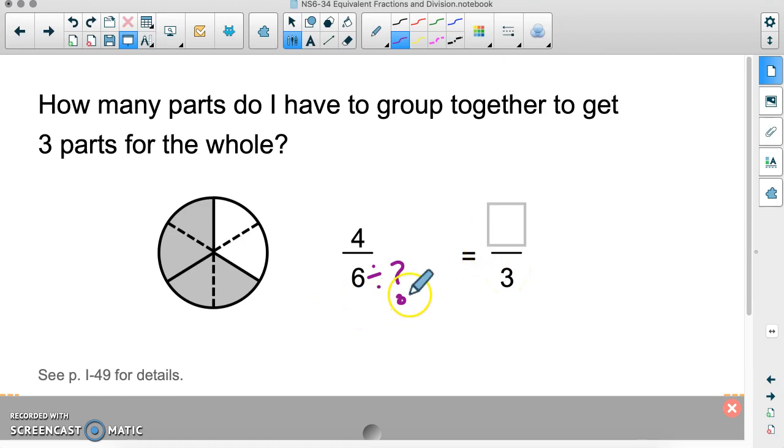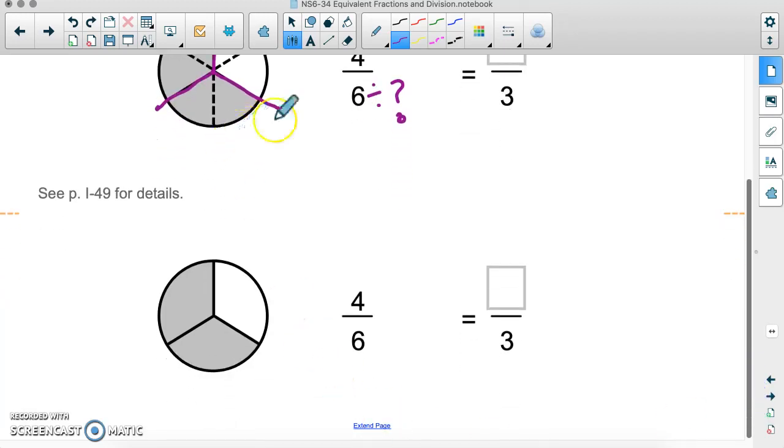Well, we know that 6 divided by 2 is equal to 3. So if I group this into 3 parts, like this, are 2 of those parts shaded? Yes, they are. So let's look at the circle down below. We can say that 4/6, up here we have 4/6, is also equivalent to 2/3. So what I did was I divided this by 2, which gave me 3. Remember from before, what you do to the bottom, you do to the top. So 4 divided by 2 is equal to 2. So we can say that 4/6 is equivalent to 2/3.